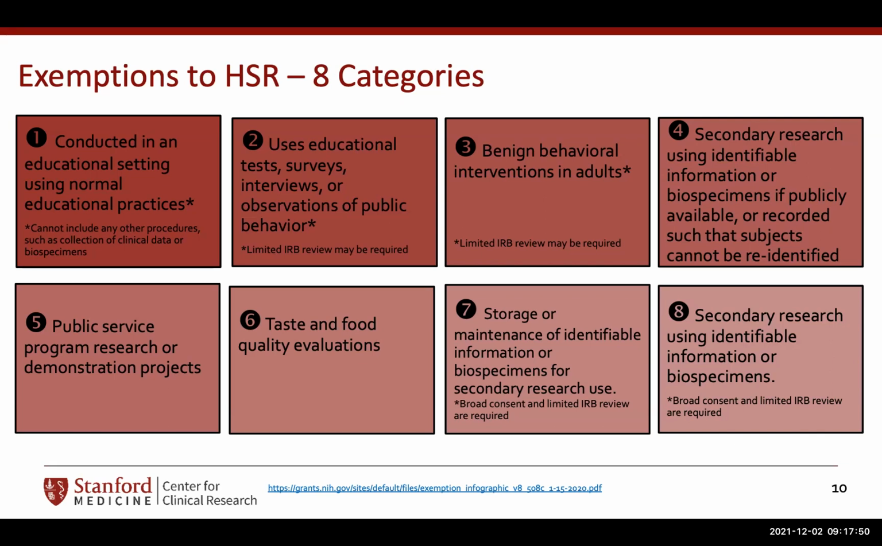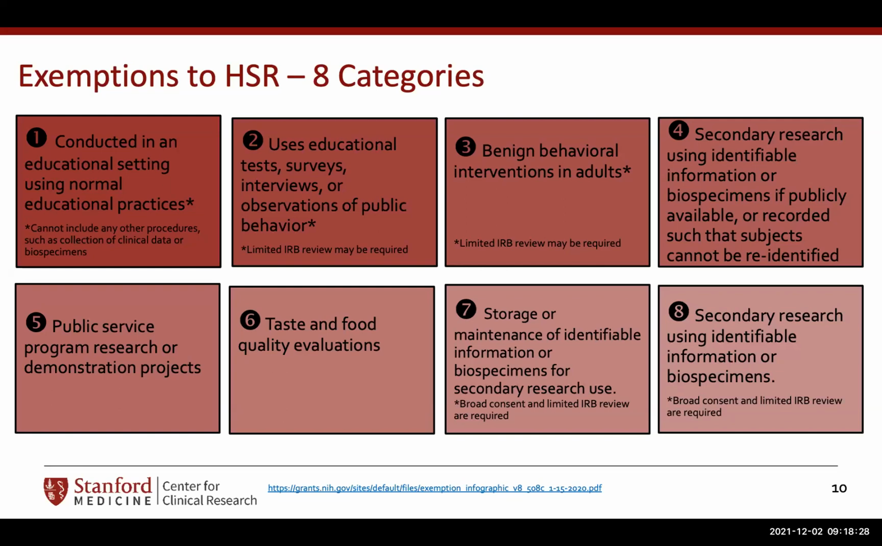The third one, benign behavioral interventions in adults. Again, limited IRB review may be required, but obviously benign behavioral interventions don't pose any sort of risk to human subjects. So again, an exemption. Okay, so this isn't quite the example. I think that's 8 actually, but 4 has to do with secondary research as well. Secondary research is research that is not the primary reason for doing the research, but secondary to the main hypothesis of your research question.